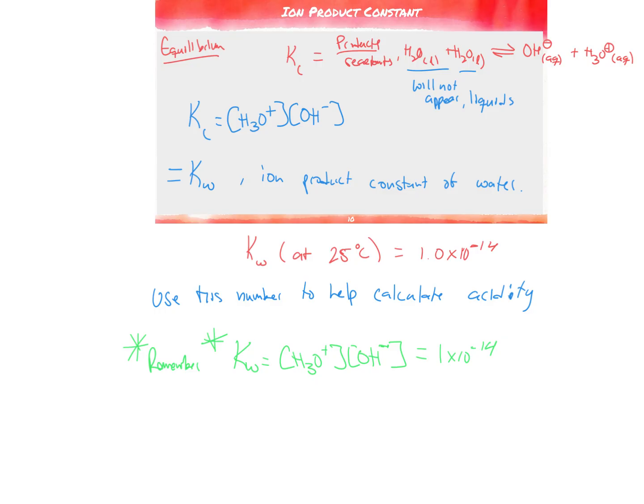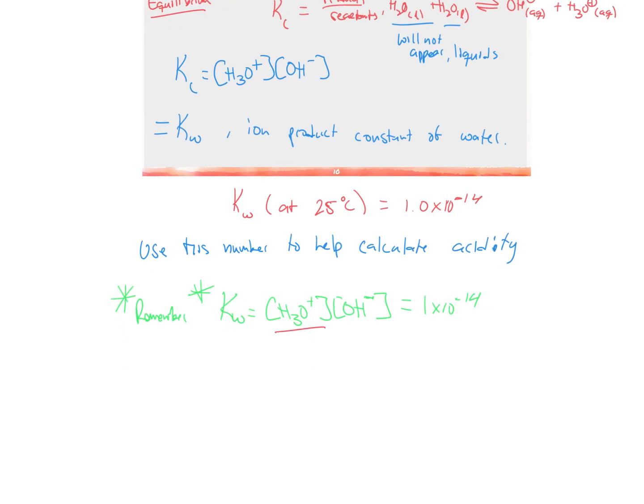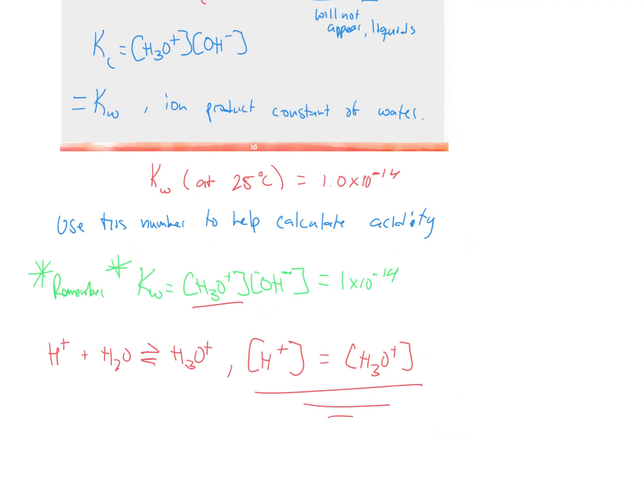Now, a little point of confusion that I want to clear up is this H3O+. We said if you take a proton and add it to water, you get H3O+. So oftentimes, you'll see that H+ is actually just equal to H3O+. If you see one or the other, they're saying the same thing. This is the concentration of acid. Now this is useful because it can be used to figure out the acidity of a solution.